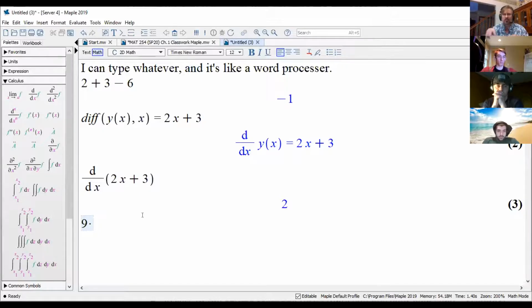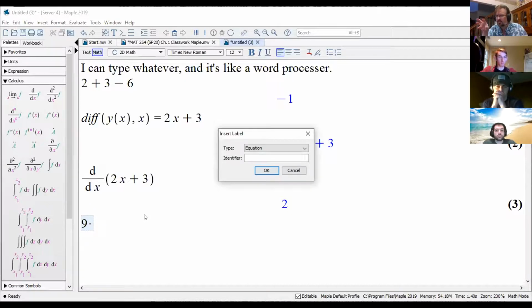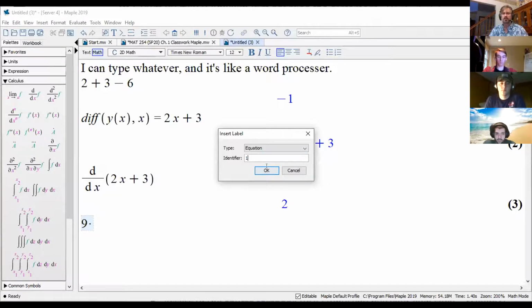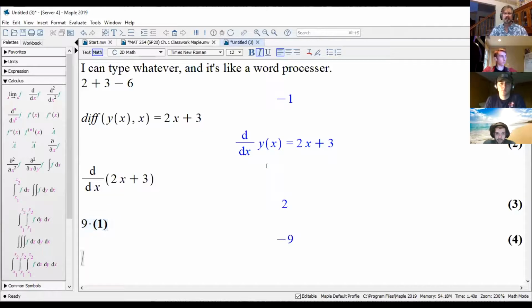And you can't see what I'm doing with my keyboard, but all I'm going to do is hit Control L. Control L, can you see the little pop-up that came up? Yes, you can, okay. It says insert label. L stands for label. And what I want to do is refer to number 1. Literally, it's going to go back and look at line number 1, and it's going to insert that right there. So what is 9 times 1? It's negative 9. Now you might look at that and think, whoop-de-doo, who cares?